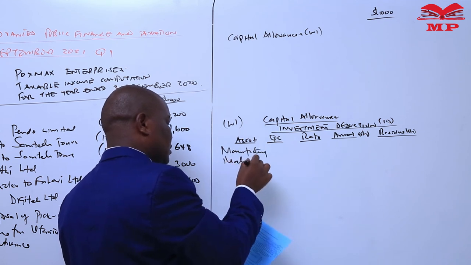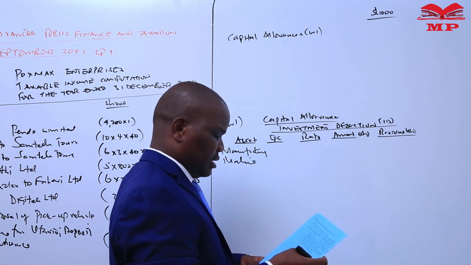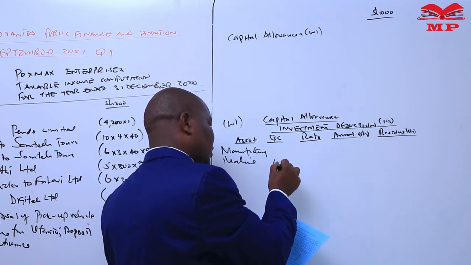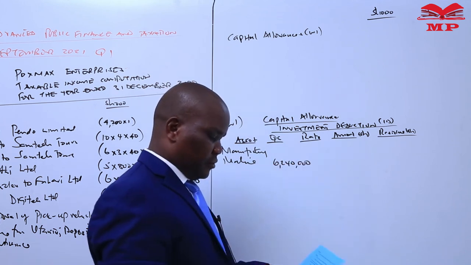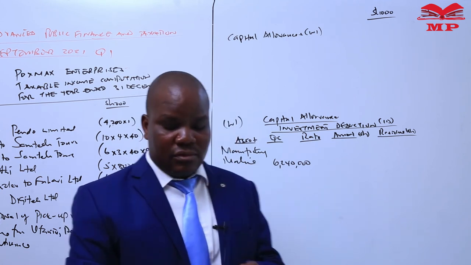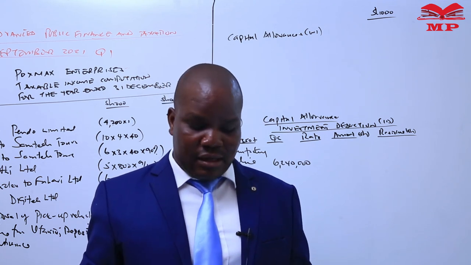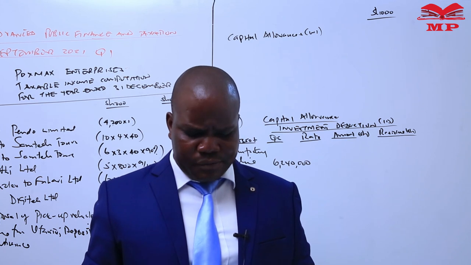Manufacturing machine. So the purchase price was 6 million, the installation cost was 240,000, a total of 6,240,000. ID rate for 2020, you check the table. Now, in exams, don't assume, don't use the old rates. Simply use the capital allowances table provided in the front page of the question.